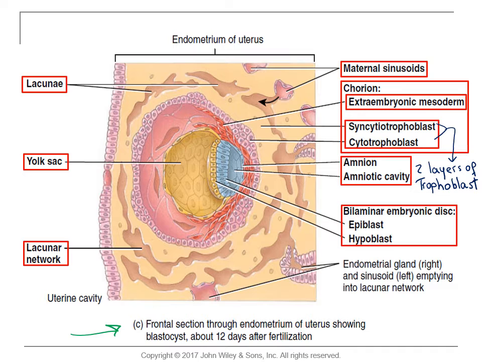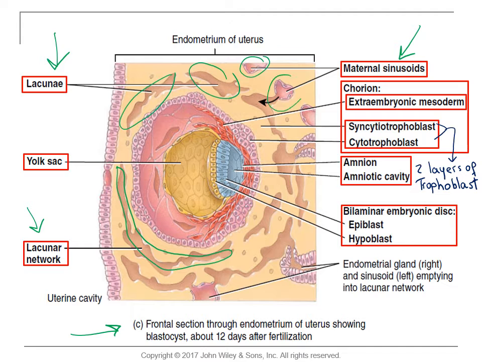So by the 12th day of development, the lacunae fuse to form larger interconnecting spaces called the lacunar network. You see how here they fuse together and make a larger lacunar network. Endometrial capillaries around the developing embryo become dilated and are referred to as the maternal sinusoids. So here we have the maternal sinusoids.